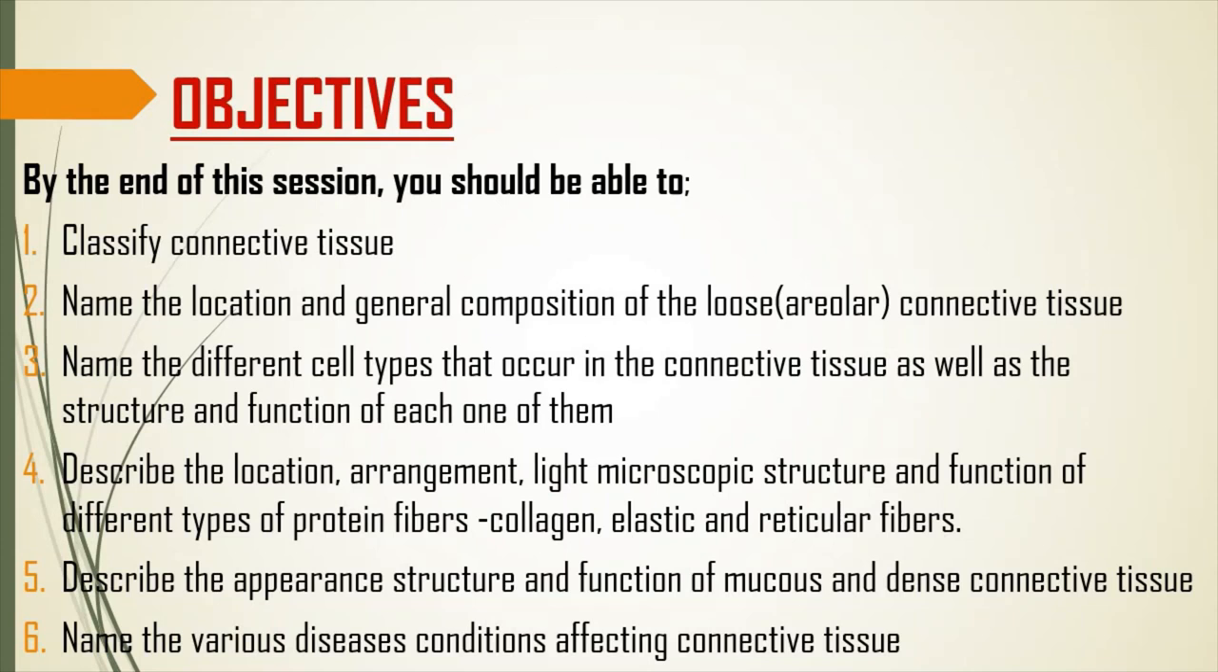So what are the objectives of this lab today? By the end of this session, you should be able to classify connective tissue, name the location and general composition of the loose connective tissue, name the different cell types that occur in connective tissue, as well as the structure and function of each one of them. You describe the location, the arrangement, light microscopic structure and function of different types of protein fibers. Remember, there are 3 types of protein fibers that we're going to look at in this lab: collagen, elastic fibers, and reticular fibers. You describe the appearance, structure, and function of mucous and dense connective tissue. And lastly, you name the various diseases and conditions affecting the connective tissue.